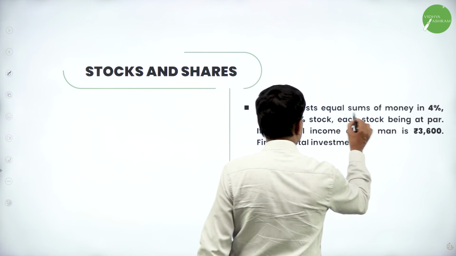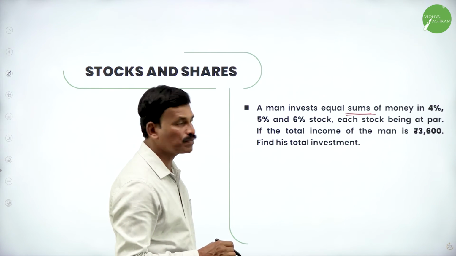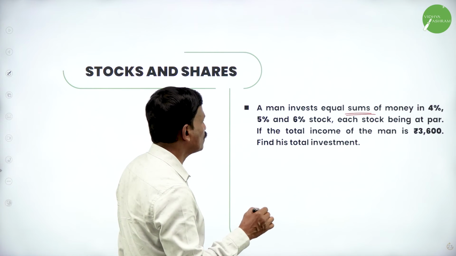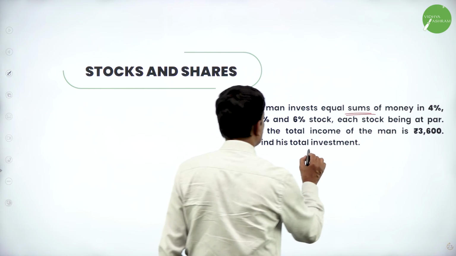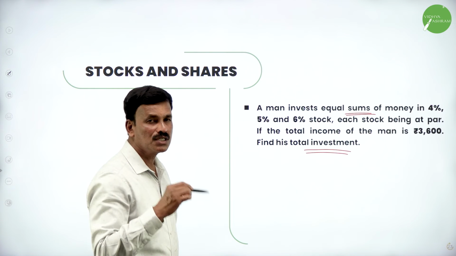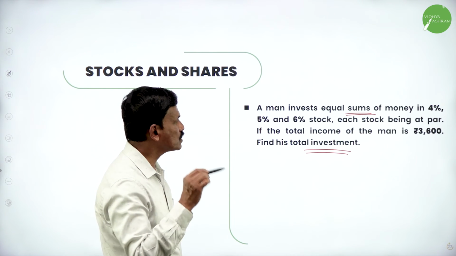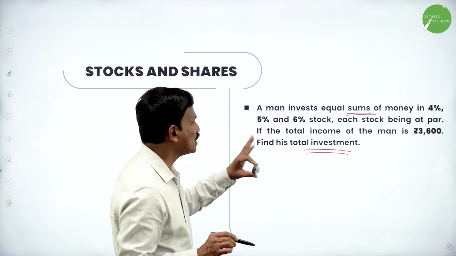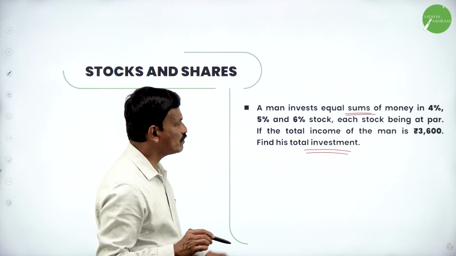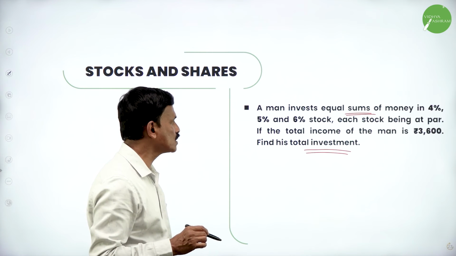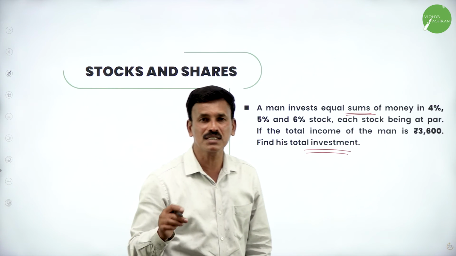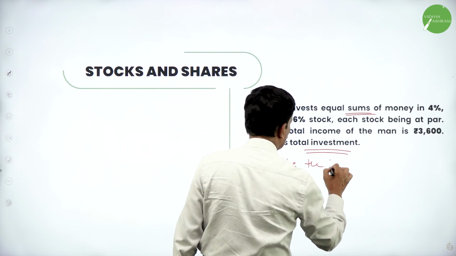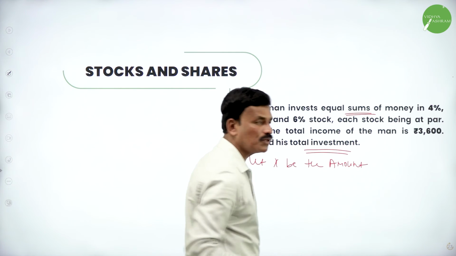A man invests equal sums of money in 4%, 5% and 6% stock, each stock being at par. If the total income of the man is 3,600, find his total investment. So this is an important question. Now let us assume the investment as X. Let X be the amount he has invested.